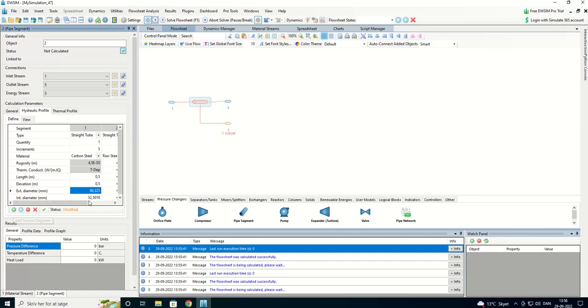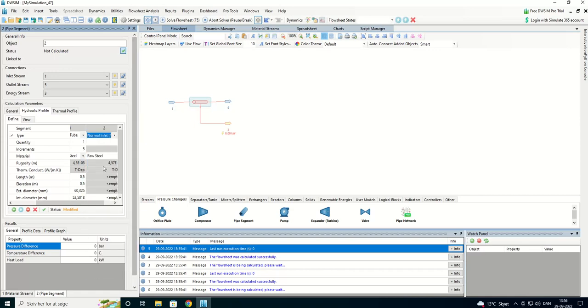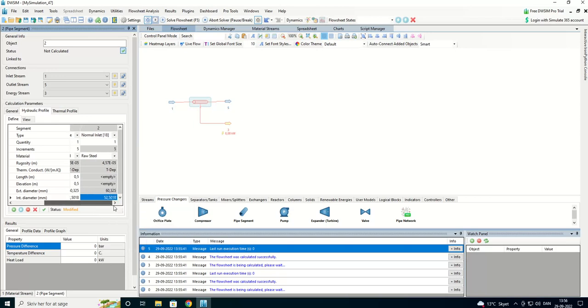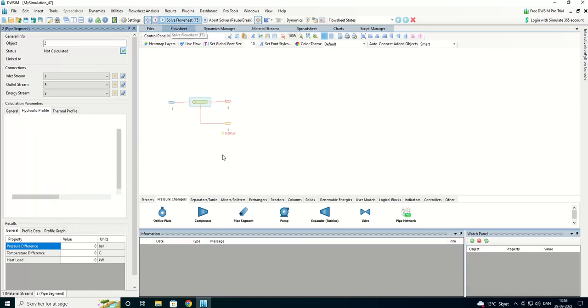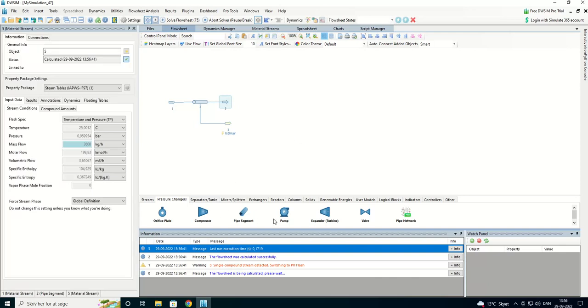And I'll add an inlet, because that is also causing a pressure drop. We have the normal inlet here, and carbon steel, and 2-inch pipe. So let's see if that's okay. Yes, that's okay. We can now add a pump.